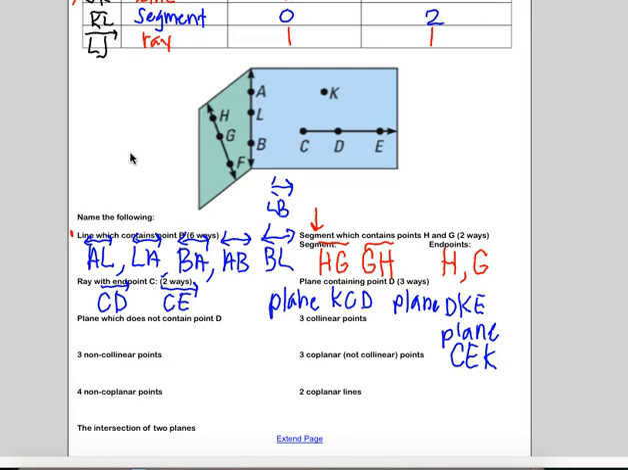Okay, bear with me, we're almost done, don't let me lose you, okay? It says plane which does not contain point D. So we just said this blue plane had point D, so we're talking now about this green plane. So a plane, we can name that as plane HGL. Plane HGL.